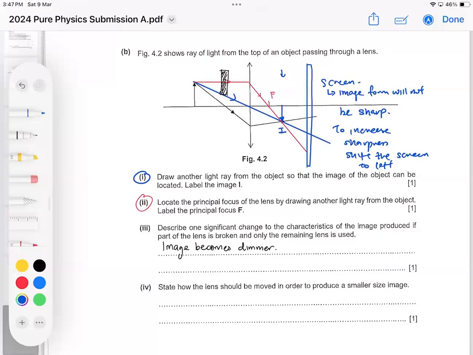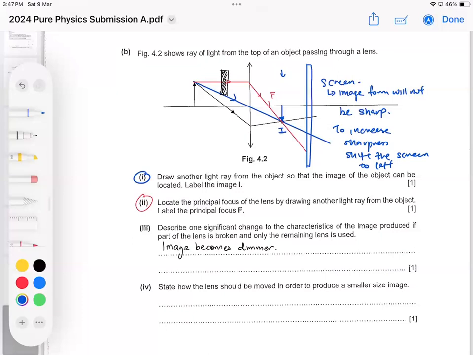Okay, so one adjustment can be done to produce a smaller image. In order to produce a smaller image, we remember that when the object distance is more than 2 times away, the image will be smaller than the object itself. So if you want the image to be even smaller, one of the ways is to move the lens further away from the object.